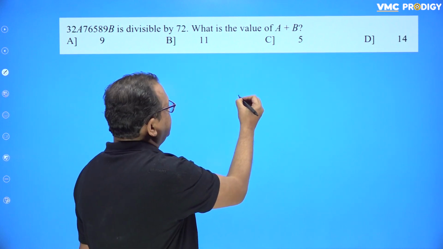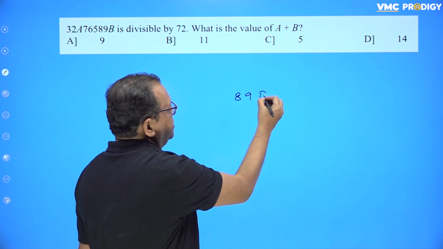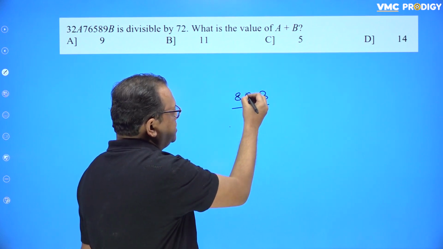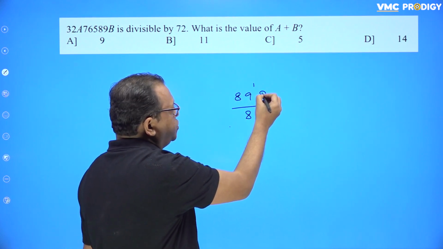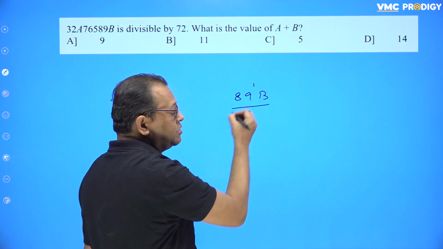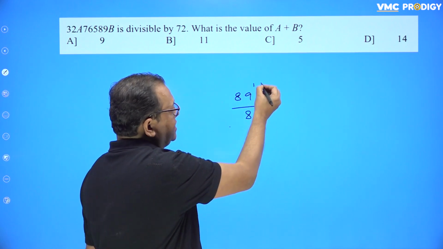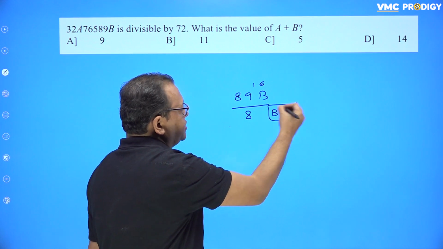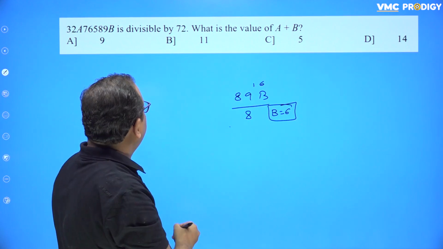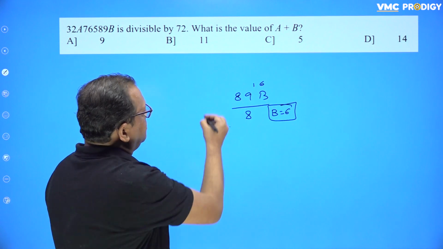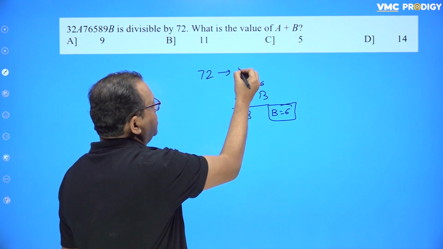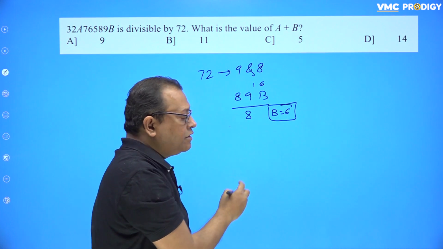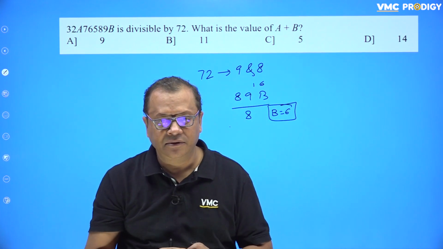So what are the last 3 digits? 8, 9, B. Now if you divide this by 8, 8 ones are 8, remainder 1, and what should I put here so that this is divisible by 8? It is 6. So B has to be 6, right? Now it is divisible by 9 as well, because as I told you, for 72 the rule is 9 and 8. Now by using the rule of 8, I got the value of B to be 6, right?